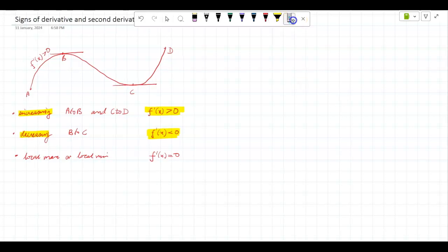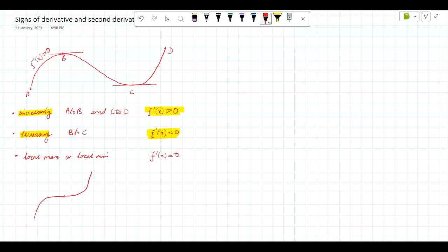Between A and B, your tangent has a positive slope. Remember, the derivative is the slope of the tangent. Between B and C, your tangent has a negative slope. And at this point, the slope is 0. One more condition exists when the slope is 0: that's your horizontal point of inflection.